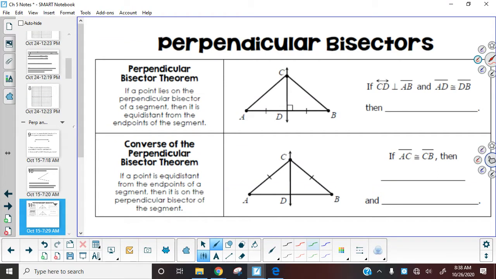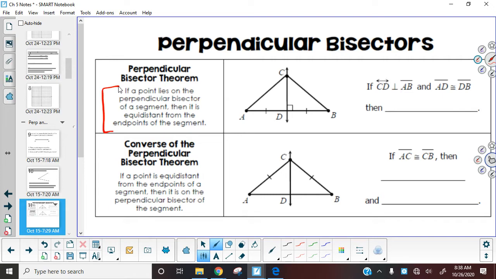Okay, so what we're looking at today is fairly easy. What you need to do is be sure to read carefully as far as these theorems are concerned, and then don't make it harder than it's supposed to be. So for example, if we read right here, it says, if a point lies on the perpendicular bisector.